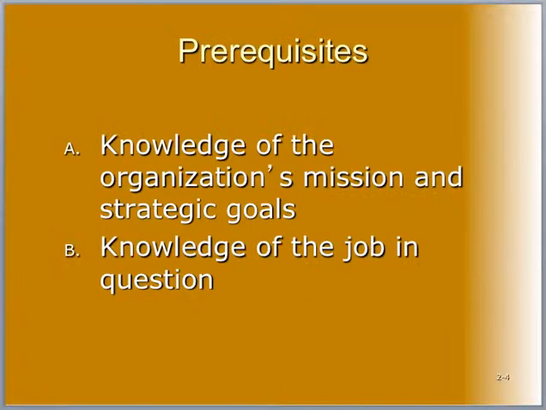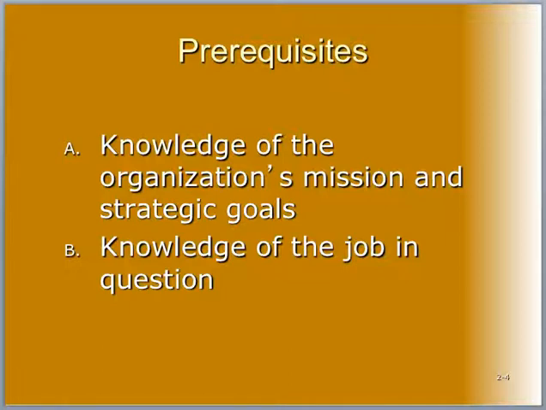First, we have prerequisites. In the prerequisite stage, there are two things going on here. The knowledge of the organization's mission and strategic goals plays a big role in the prerequisite stage. You really need to know what the organization's mission and goals are, because the performance management system needs to be aligned with the mission and goals. This is something we talked about last chapter a lot.